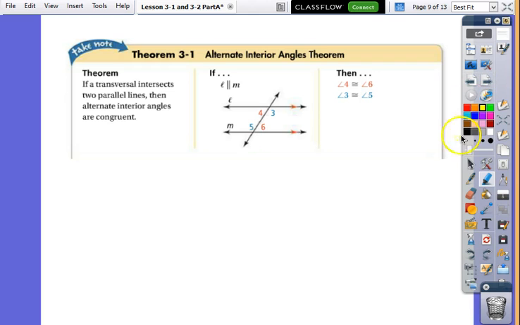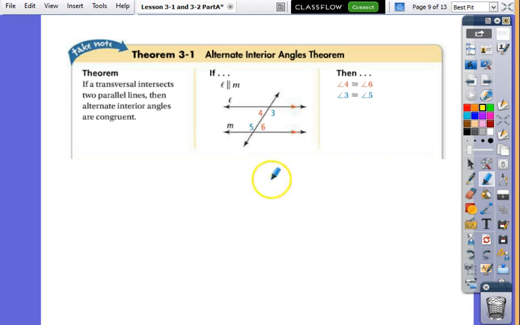All right, the other thing we want to talk about is alternate interior angles. If a transversal intersects two parallel lines, then alternate interior angles are congruent. So same side interior angles were supplementary, but alternate interior angles are congruent.